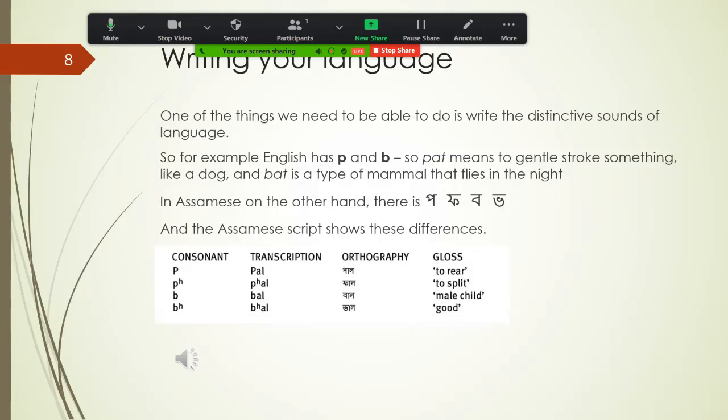The point is that with these 4 words, meaning to rear, to split, a male child, and good, we need to be able to write them differently. And the traditional English alphabet doesn't allow that. So that's why it is important to make sure that these distinctions can be heard. So I hope that everyone was able to hear those different pronunciations that Asifa did for me.